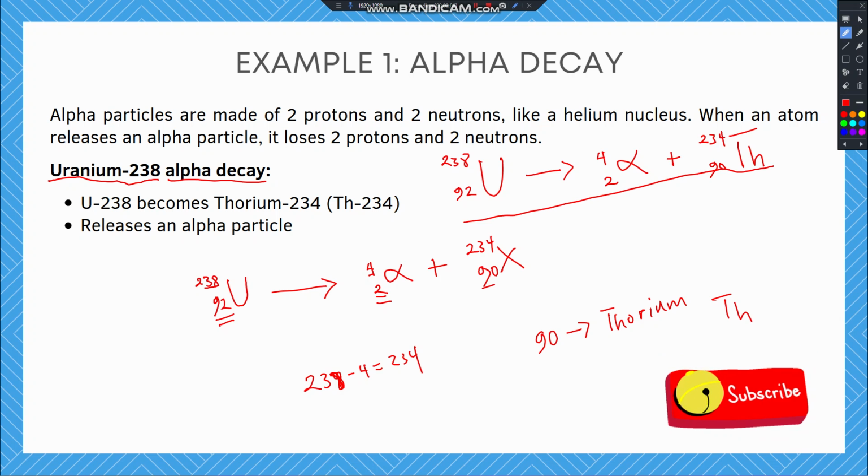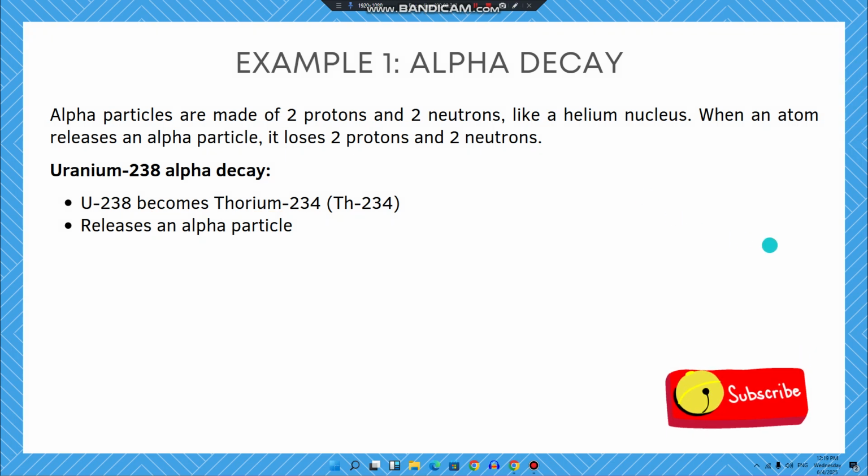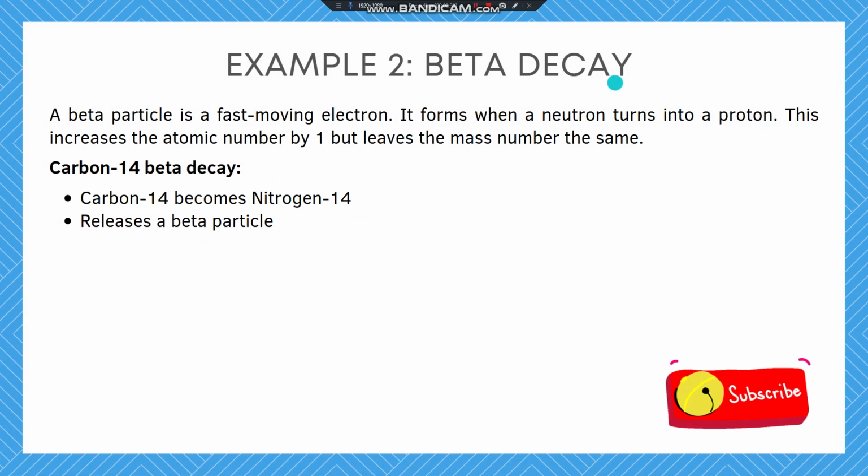Now you can see some points that show the important things that happen in this reaction. First of all, uranium, which has a mass number of 238, becomes thorium, which has a mass number of 234 in this case, and it released an alpha particle. You can see how that happened. All right, now that we have dealt with the first question, let's proceed to the next example.